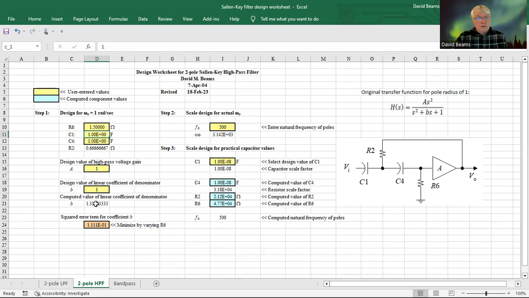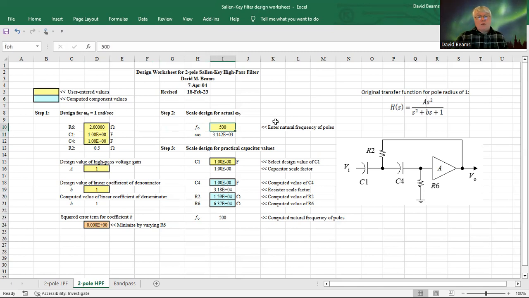That's a better guess. Let's try 1.8. Seems to be doing better. Squared error term. This is the square of the difference between these two numbers. The squared error is getting smaller. Let's try 2. Whoa, we got lucky. Didn't need Solver here, although we could have used it. Looks like we've got it. We've got a solution.